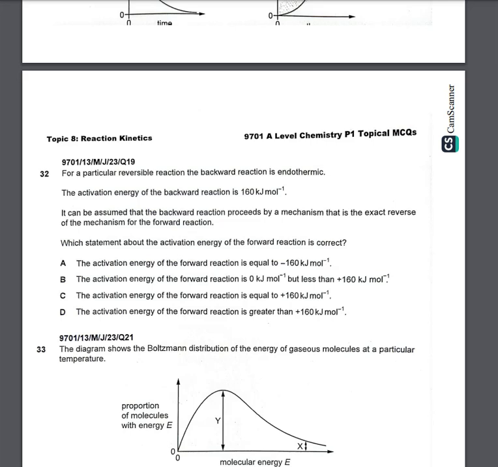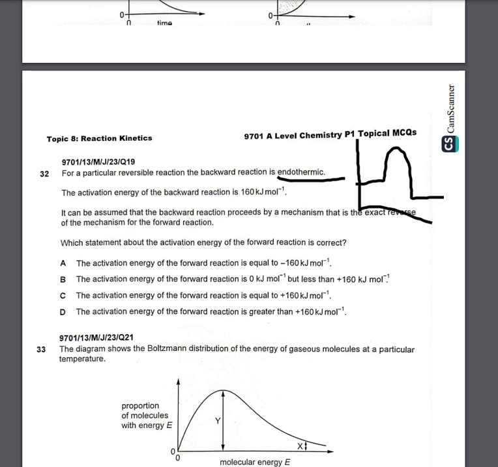Question number 32. For a particular reversible reaction, the backward reaction is endothermic. The activation energy of the backward reaction is 160 kilojoule per mole. The backward reaction proceeds by a mechanism that is the exact reverse of the mechanism for the forward reaction. Which statement about the activation energy of the forward reaction is correct? It is 0 kilojoule per mole, but less than 160. Let me just draw a profile here.